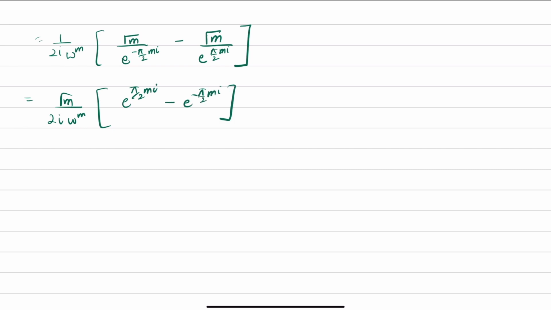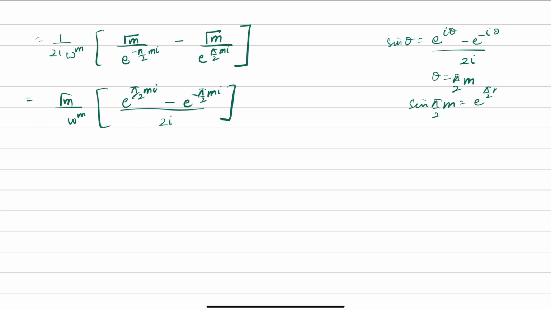What does this remind us of? If you remove this 2i and bring this 2i under this. Remember, just a few minutes ago I told you about this formula: sin θ equals e^(iθ) minus e^(-iθ) divided by 2i, right? In this case, our θ is πm/2. So we can substitute this as sin of πm/2, which will be equal to e^(iπm/2) minus e^(-iπm/2) divided by 2i.